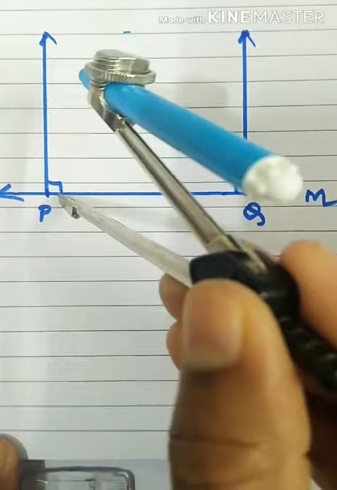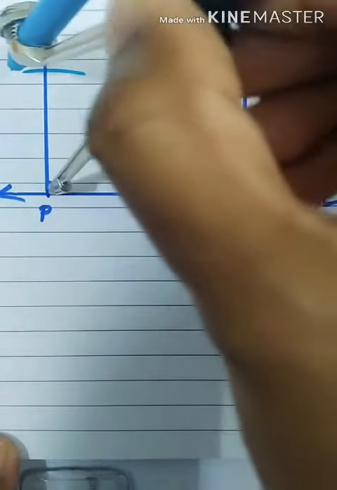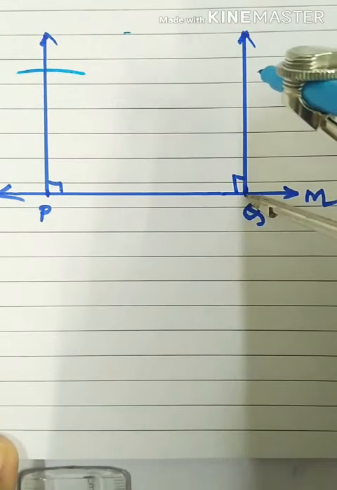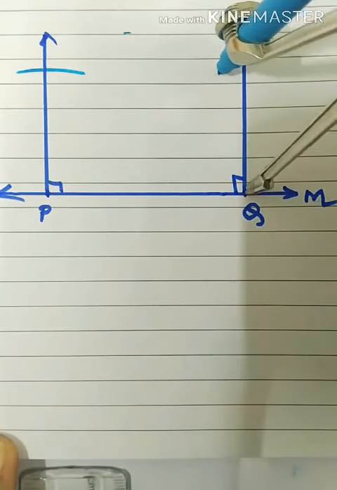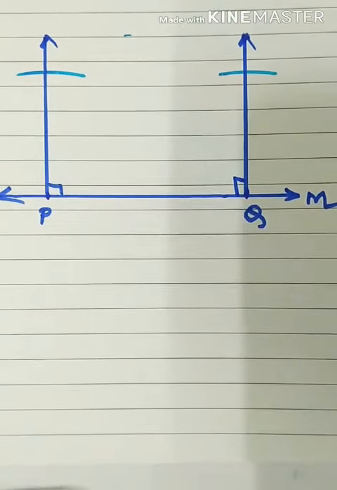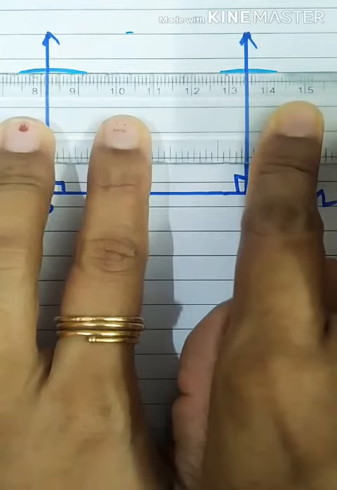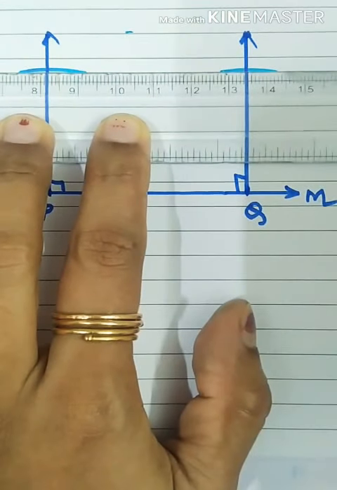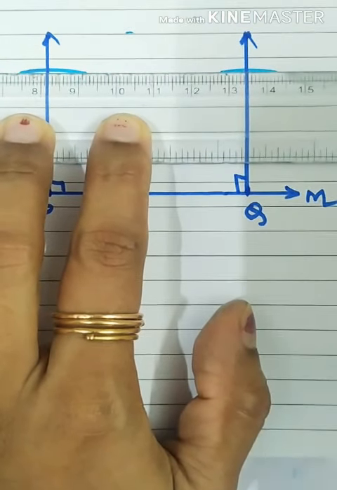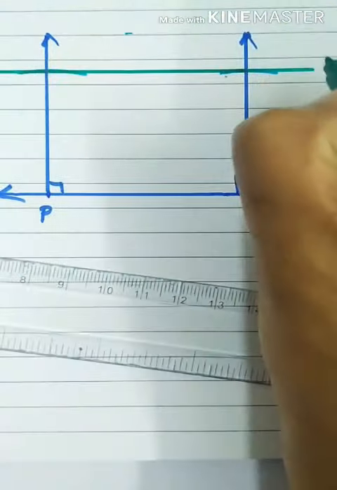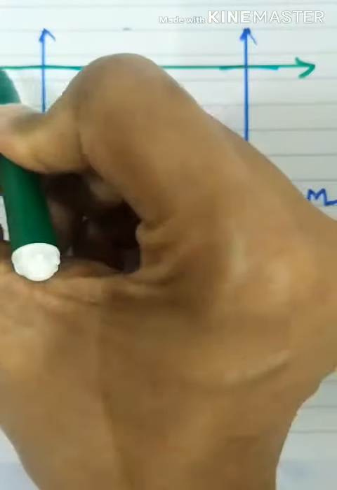I'll keep it on point P and draw an arc. Without disturbing, keep the compass at point Q and draw an arc. Join these 2 arcs. Slowly. Yes, so we got our line.